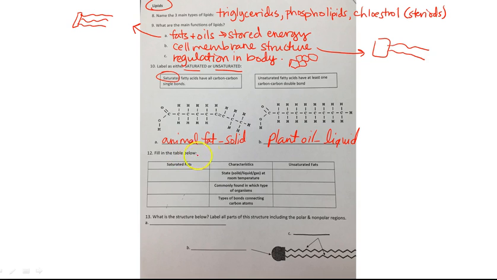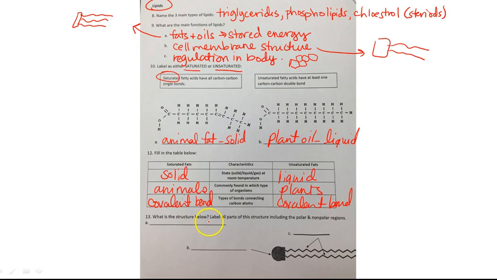All right, fill in the table below. We want to state solid, liquid, gas at room temperature, commonly found in which type of organisms, and types of bond connecting the atoms. So saturated fats are going to be solid. I guess I kind of wrote that up there, but that's okay. Commonly found in animals. And they're going to be covalent compounds. Covalent bond, a sharing of electrons. Where unsaturated fats are going to be liquid. And they're commonly found in plants. And they are also covalent bonds.